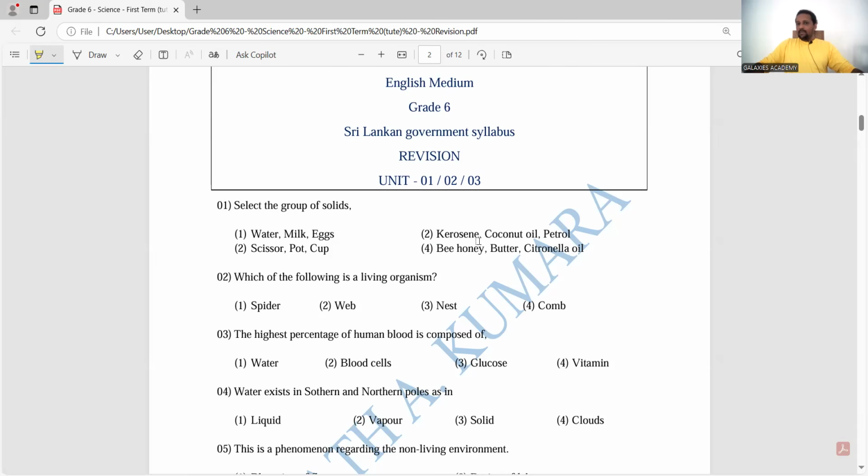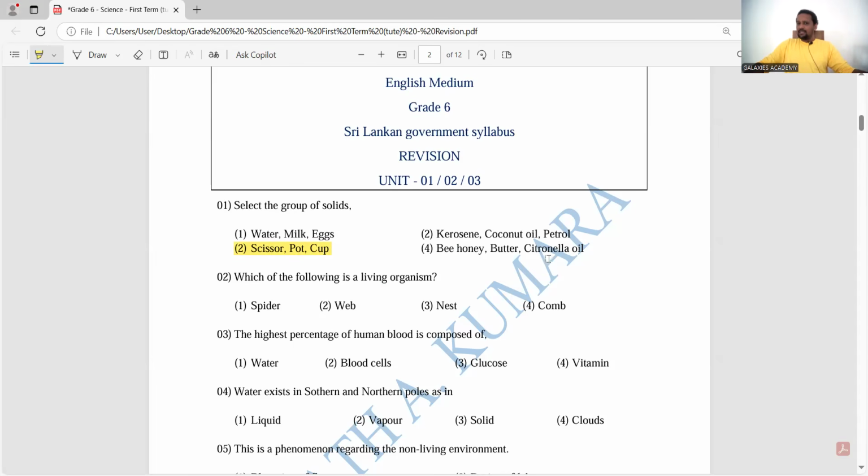Second one, kerosene, coconut oil, petrol. All these given answers contain the liquid state, so it is not the correct answer. Then check the next one, scissor. Scissor is the solid state. Pot also is a solid state item, and cup also is a solid state item. So I think you can understand what's the correct answer. The more suitable answer for the first question should be this answer, no?